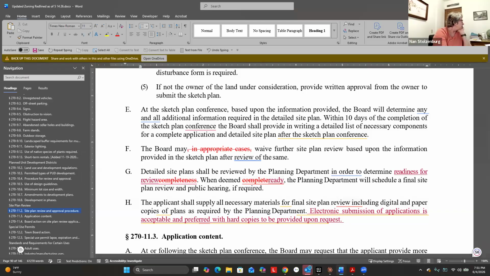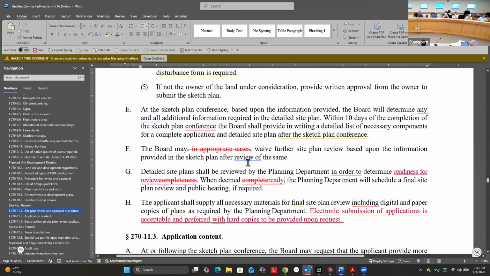We're on, in two, like I said, the housing board. The next one is under section 315. Tony, I'm sorry to interrupt. Back in G, is that last phrase still there? G: when deemed ready, the planning department will schedule a final site plan review and public hearing if required. Is that really the planning board's role? I think it's the planning board, right? Because I do the agendas. I determine, yeah, it's the planning board.